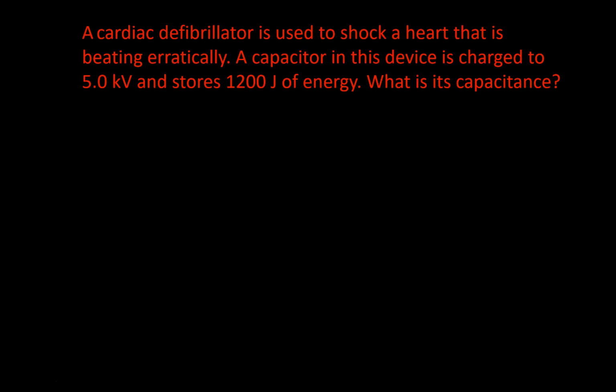So let's take a look at one example here. What we've got here is a cardiac defibrillator. This defibrillator is going to shock someone deliberately to try and get the heartbeat back into a regular rhythm. And the capacitor, and you can hear these things charge if you listen to a defibrillator, with that whistle that I was talking about, the whee that kicks in with something like a camera flash. The capacitor in this device is charged to 5,000 volts, 5 kilovolts, and stores 12,000 joules of energy.